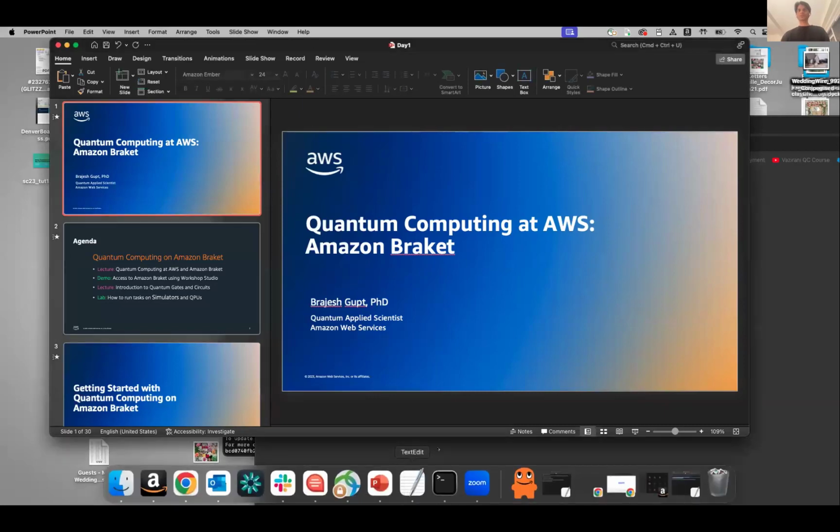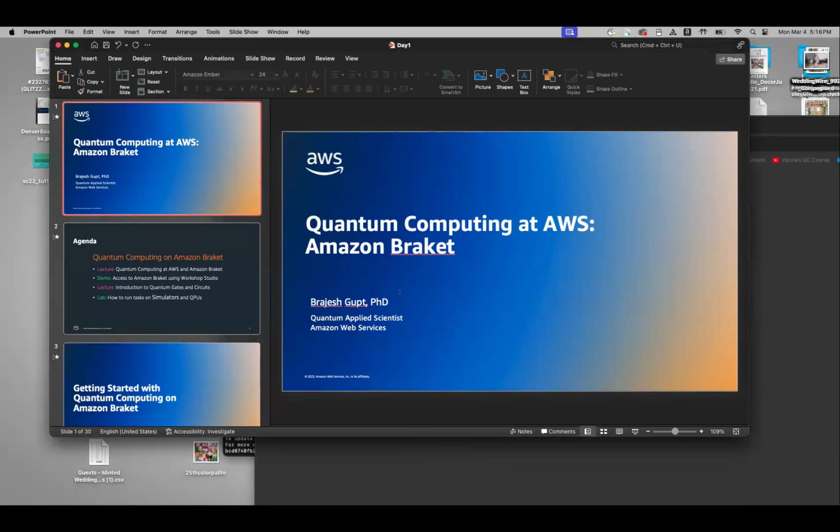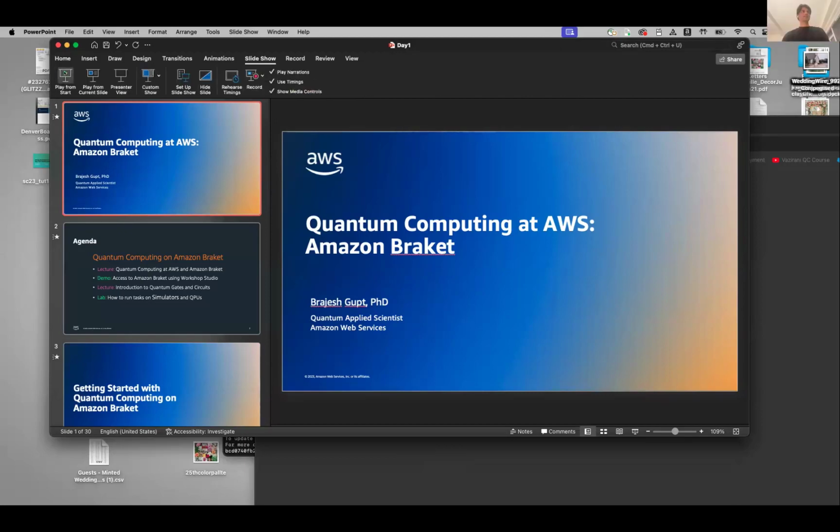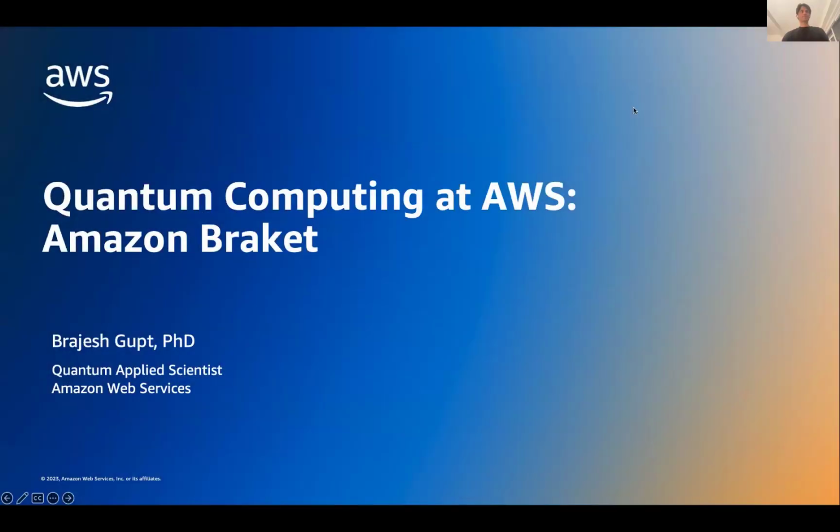Okay, so now I will share my screen and let's see if you can see my screen. Are you able to see my screen? Yes, we can see your screen. Okay, perfect. Now I'm doing a full screen. I hope you can see my full screen. Okay. Looks great. Okay, thank you. All right, so let's jump right in.